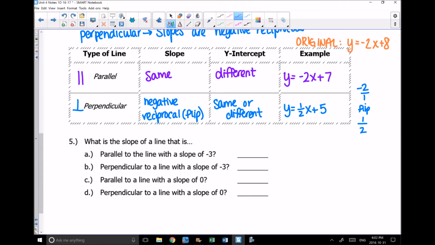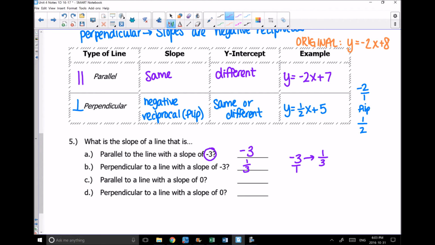Okay, so if it's parallel to the line with a slope of negative 3, it means they have the same slope, so the slope would also be negative 3. If it's perpendicular to a line with a slope of negative 3, then I take negative 3, I would flip it over, remember this is 3 over 1, and I would change the sign so it's 1/3.